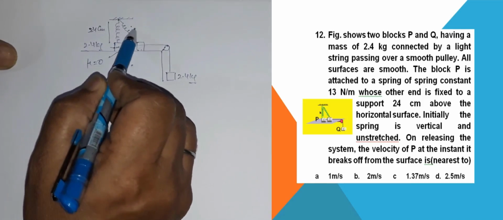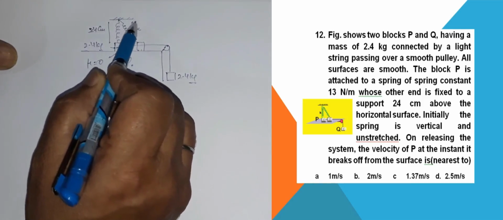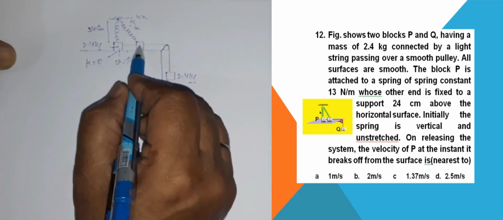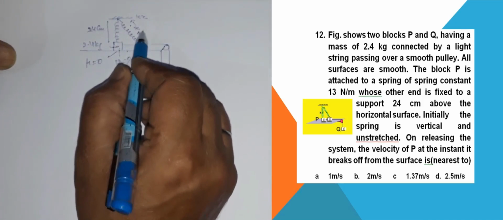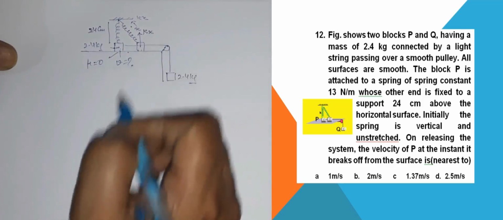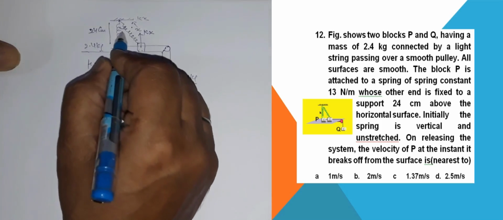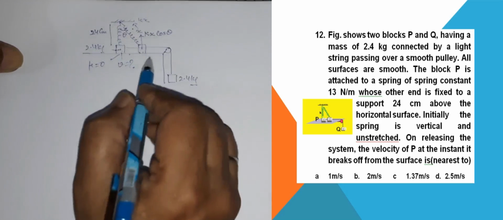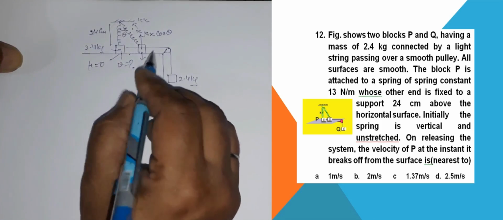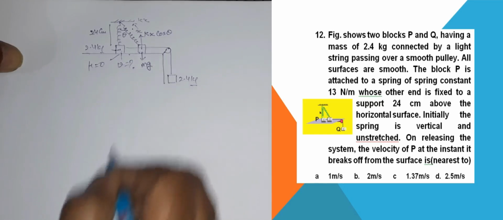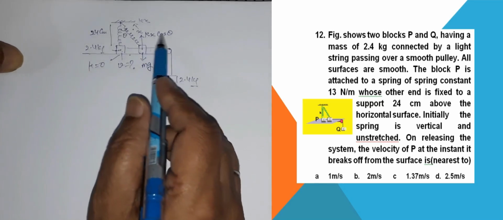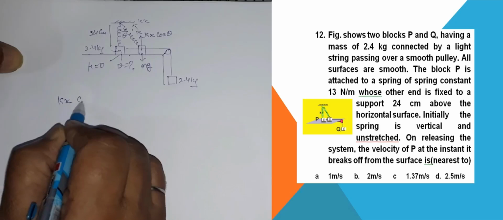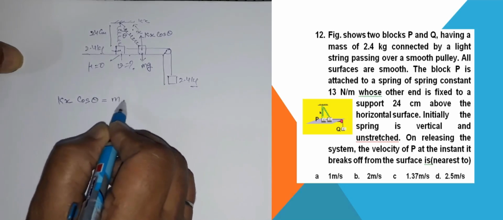spring will be stressed, extended by distance x, restoring force will be kx, that means tension will be kx. So vertical component is kx, this is theta, kx cos theta. Here this is mg. That means when kx cos theta equal to mg, it will lift up. Kx cos theta equal to mg.